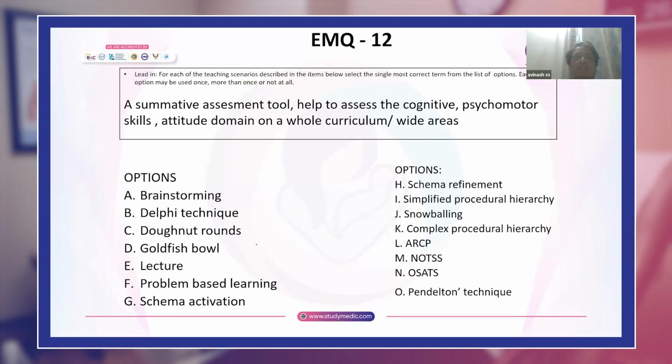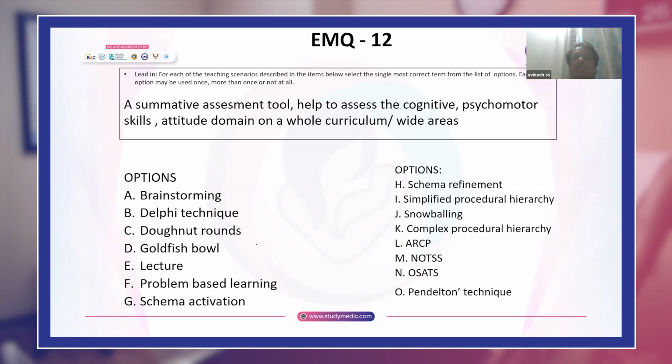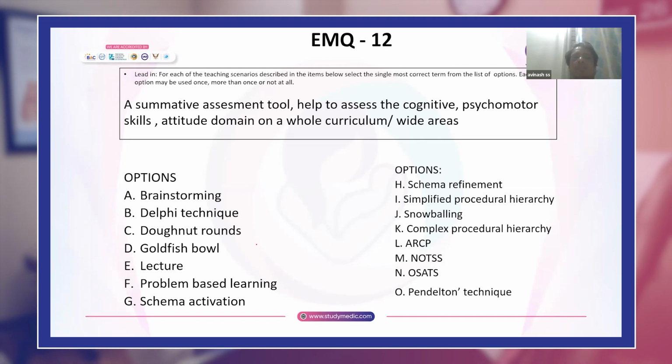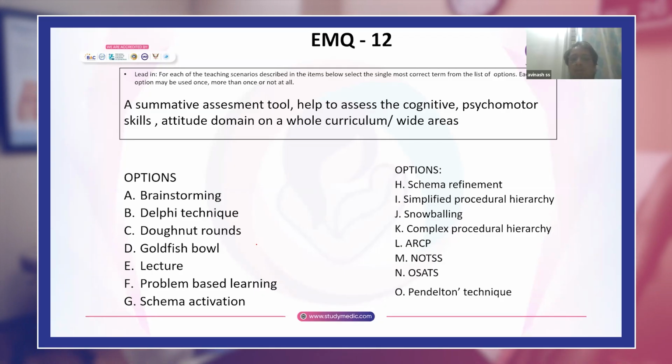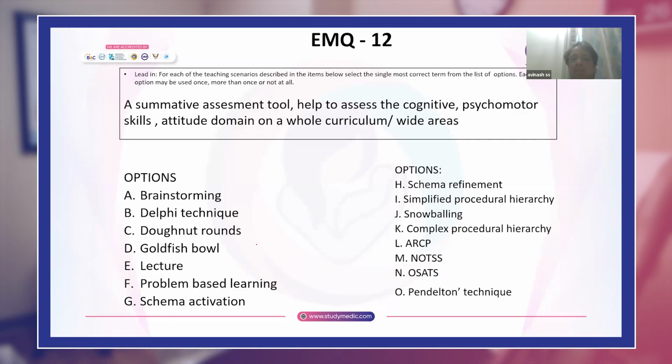Next lead-in is a summative assessment tool. It will help to assess the cognitive, psychomotor skills as well as attitude domain on the whole curriculum-wide areas. Which is that summative assessment tool, which will assess the knowledge, skill, and also the attitude of the surgeon or whoever is trying to give the assessment exam? So which amongst these is the assessment tool? ARCP, NOTS, OSATs, all these are assessment tools, but which among these is helping to assess the cognitive, psychomotor?